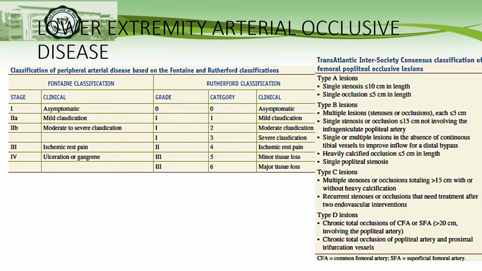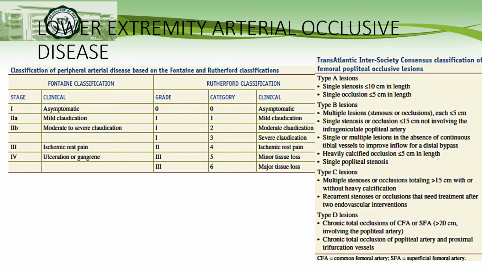There are actually several classification systems for peripheral arterial disease. We have the Fontaine classification and the Rutherford classification. And we also have the Transatlantic Inter-Society Consensus classification of femoropopliteal occlusive lesions. The Rutherford and Fontaine classifications here on your left are mostly based on the clinical presentation, while the TASC, the one on your right, is more clinically useful, and this is based on the morphologic character of the lesions. These are nice to know, but you don't really have to memorize this.